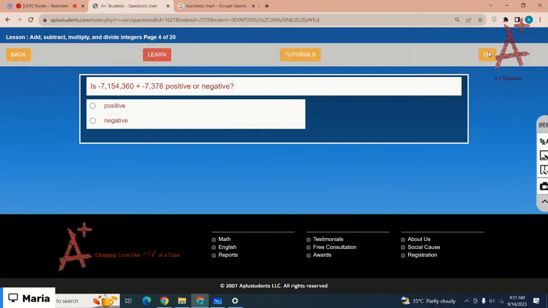Okay, is negative 7,154,360 minus 7,376 positive or negative? So you are adding two negative numbers, right? So when you are adding two negative numbers, you have to add them, and the answer must have a negative sign. So the answer is negative, right? That would be negative.